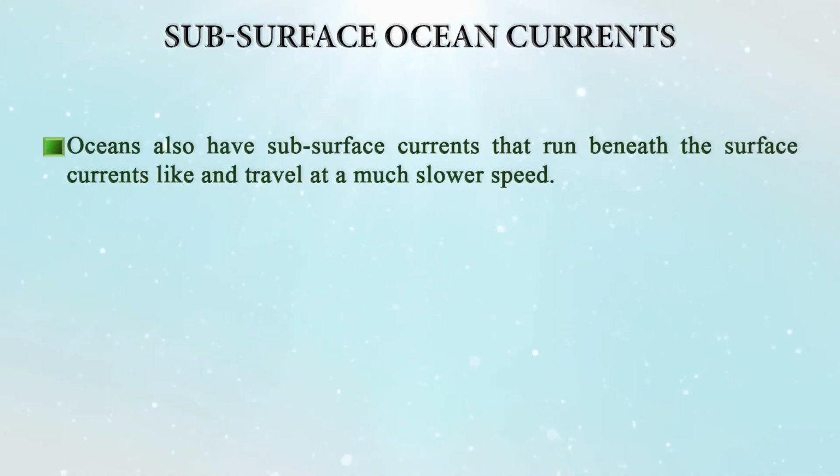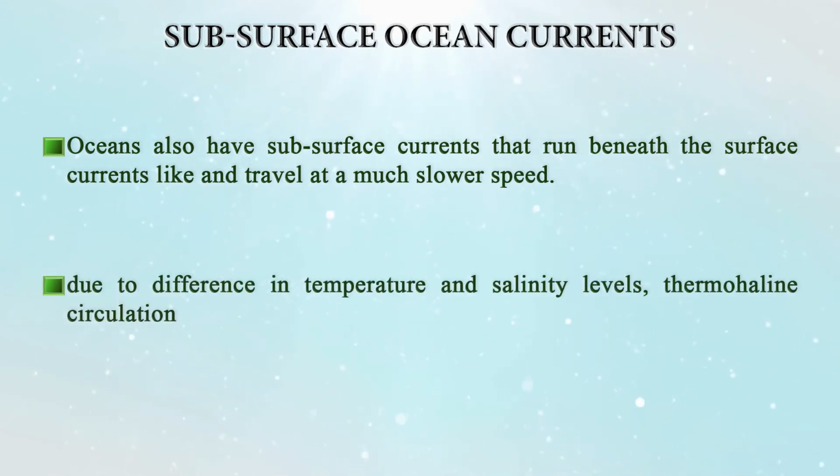Now let us come to the subsurface ocean currents also. Oceans have subsurface currents that run beneath the surface and travel at a much slower speed, and this subsurface current is driven by temperature and salinity differences. Therefore this is called thermohaline circulation, because thermo is related to temperature and haline is related to the salinity conditions.